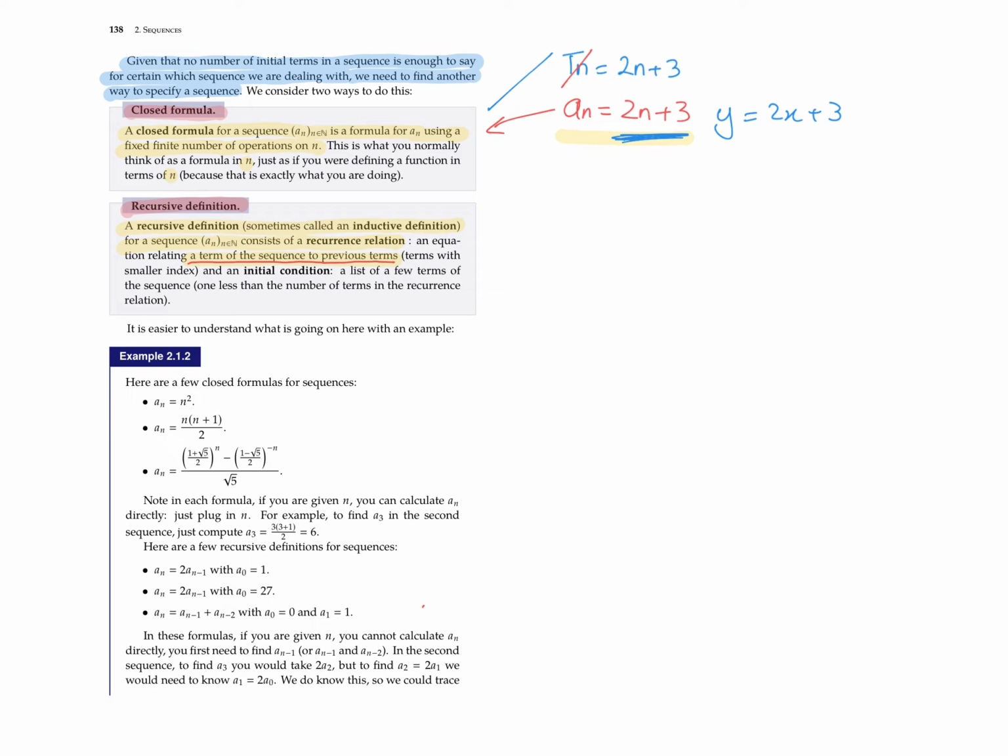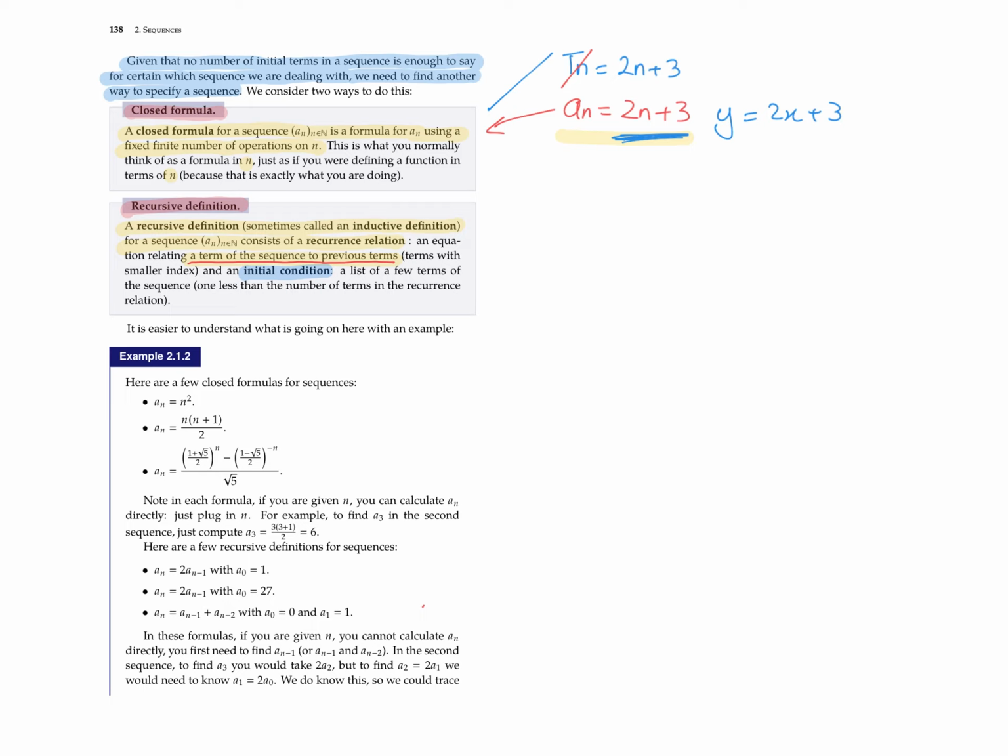But what do we need? We need an initial condition: a list of a few terms of the sequence, one less than the number of terms in the recurrence relationship. Okay, so we need an initial condition. Now, that initial condition can be term 0, term 1, it can be term 5.